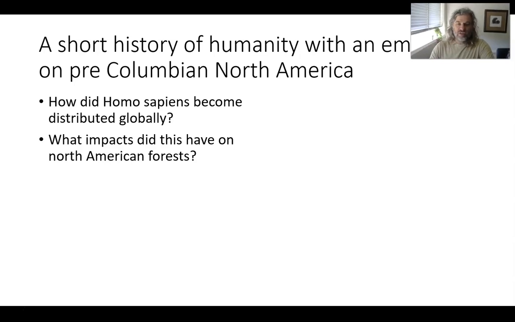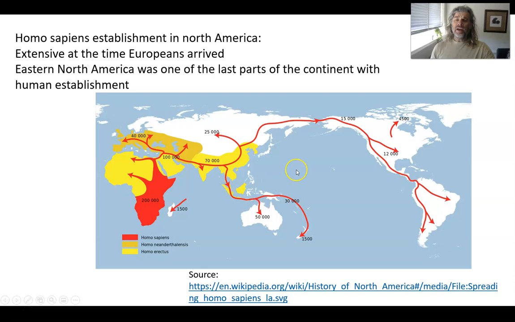So let's just first focus on these learning goals. How did Homo sapiens become globally distributed? Let's try to answer that question. And what impacts did this have on North American forests? Okay, as best as we understand, this is the general history of humanity.